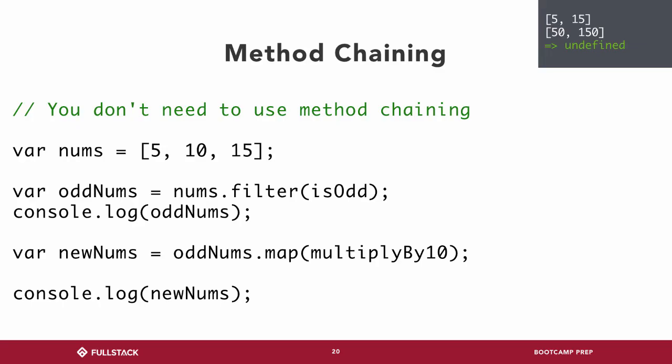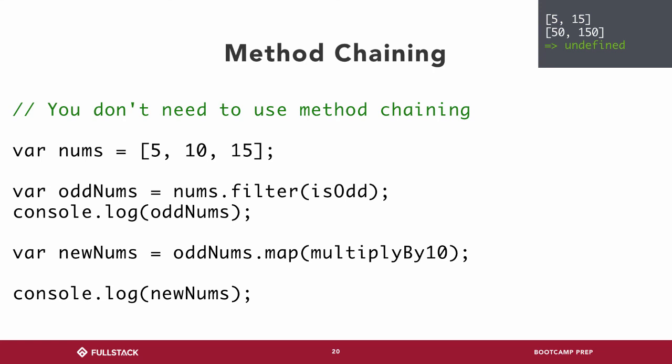Any questions on method chaining? When to do it, when not? What's a method we learned today that we could not chain off of? Exactly, yeah. So you're never going to have a method chained off of forEach, because it's returning undefined. I couldn't think of a time when you could chain something off of undefined because undefined has no methods.